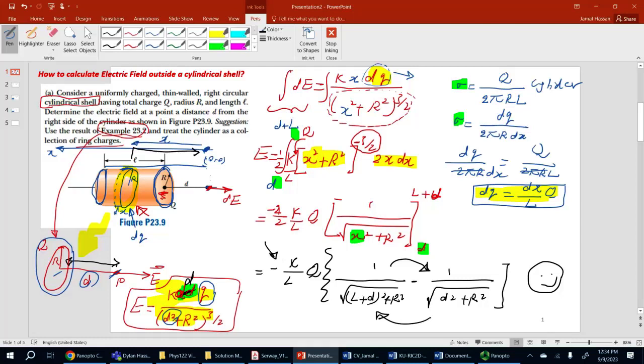So let me summarize it. The procedure is very simple. This is a distribution of charge. First, you need to divide the charge into many small pieces. In this case, the ring was the small piece. We used the equation of the ring. We did the integration. Okay.